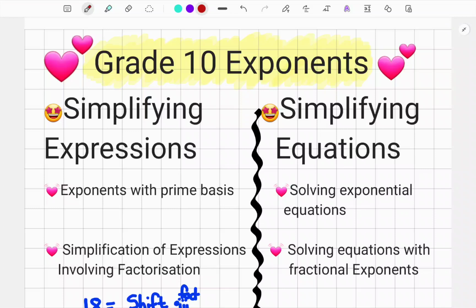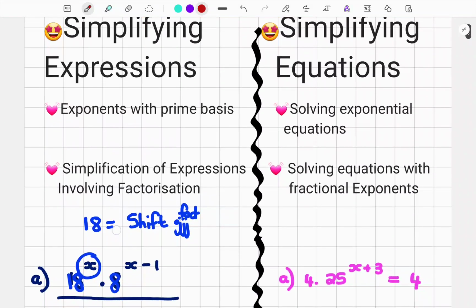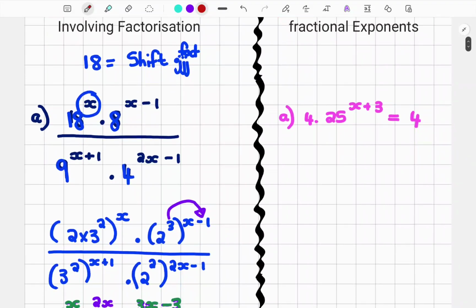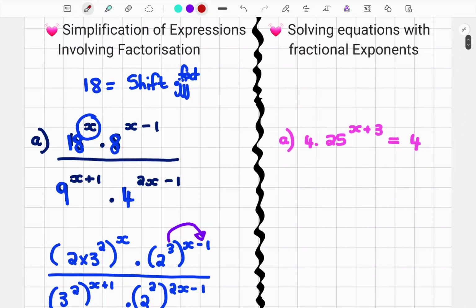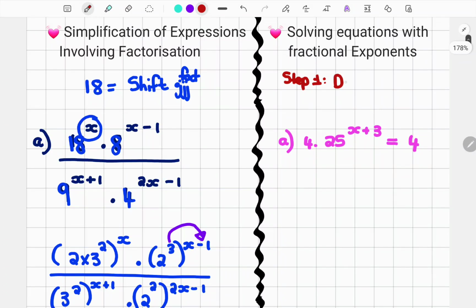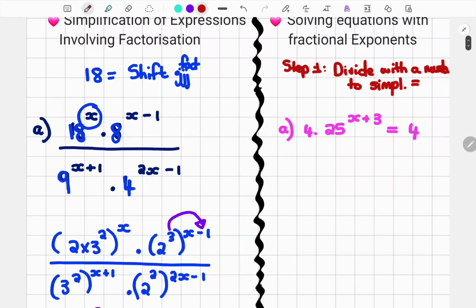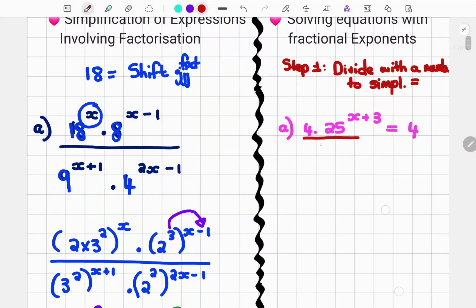Alright, let's move on to simplifying equations. So first up, solving exponential equations. Step 1 is, let's write out the steps: divide out with a number to simplify your equation. Okay, so divide with a number to simplify your equation. So then, can you see that both of these I can divide with 4?